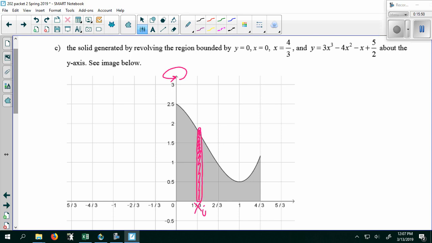To get an idea of what this looks like when I rotate, I'm going to draw its reflection on the other side here. Here's my rectangle reflected on the other side of the axis of revolution. And I'm going to draw in my cylindrical shell.